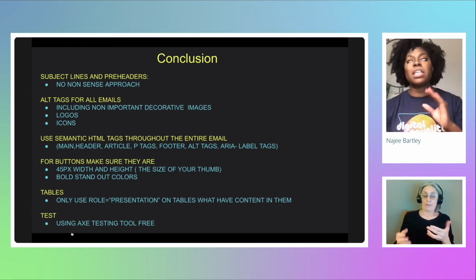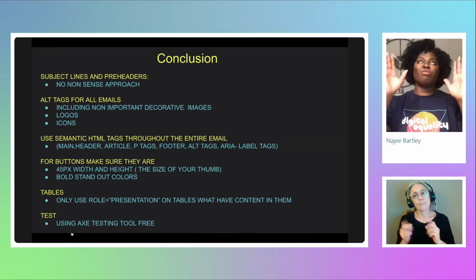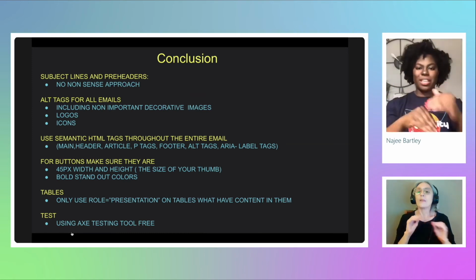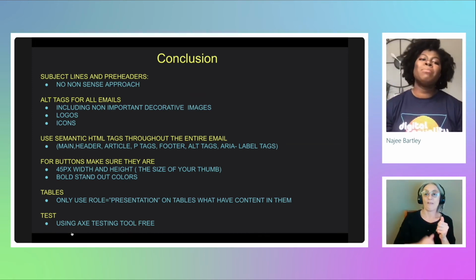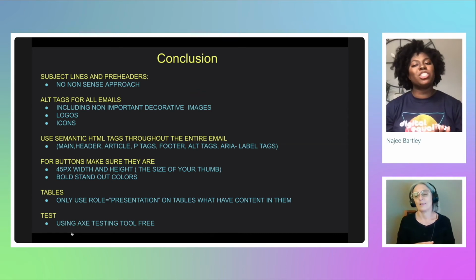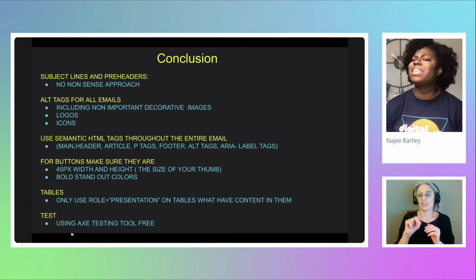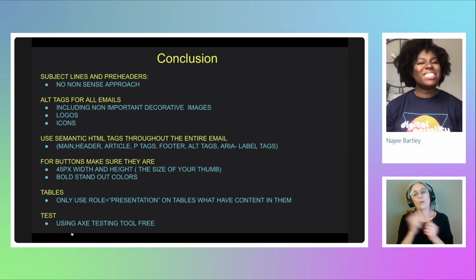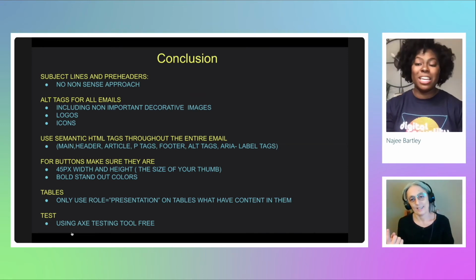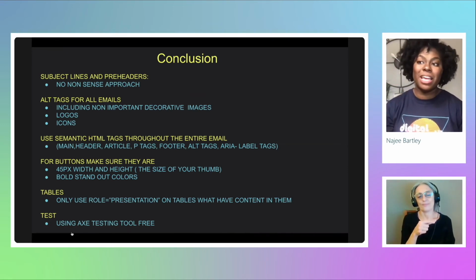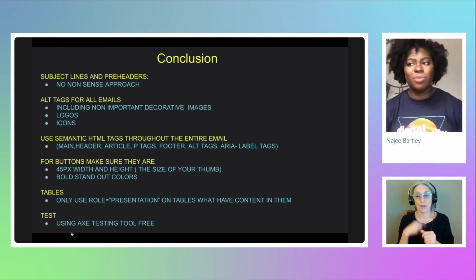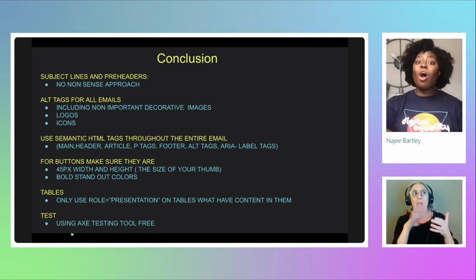Tables. A lot of people make this mistake: people put role presentation on every single table in their coding. Don't do that. Please only put role presentation tags on tables that don't have content in them. It's unnecessary, and the Axe testing tool I told you guys about is going to say too many tables, calm down. We don't need it.